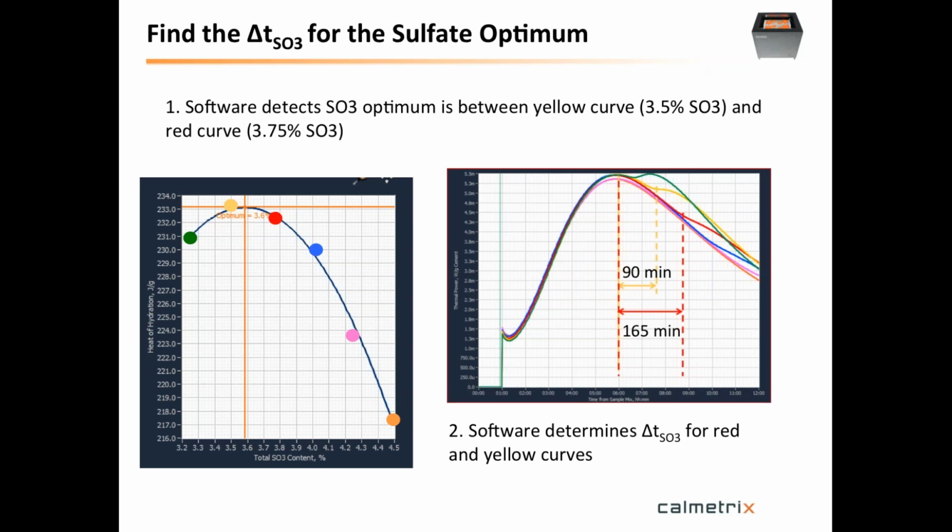So what we can do to find out what the delta T SO3 would be for our optimum, we just take the delta T SO3 for the yellow and the red. If you look at the right-hand side graph, we did that. For the yellow curve, you have a time between the maximum of the main peak and the onset of the sulfate depletion peak of 90 minutes. And for the red curve, it's 165. Then we just plot that.